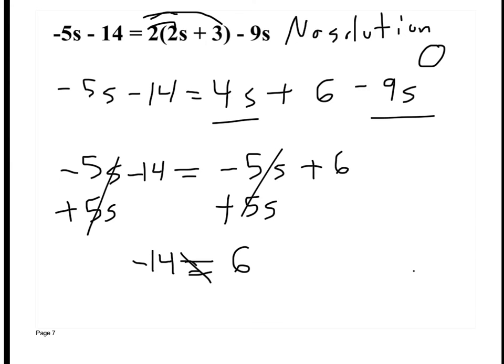They call this null set or empty set. I will take either one. I like empty set. We use empty set a lot in algebra. And so it's no solution or empty set. Because no matter what I plug in for s, it will never make negative 14 equal 6. So there's not a solution for s. That's what that's saying. Normally, there's one number that makes s true. There's not one here.